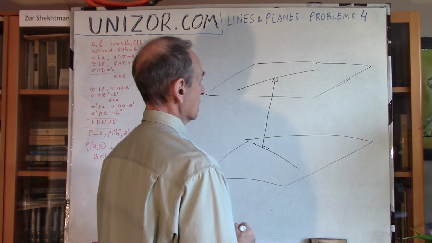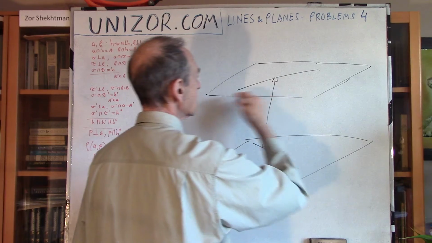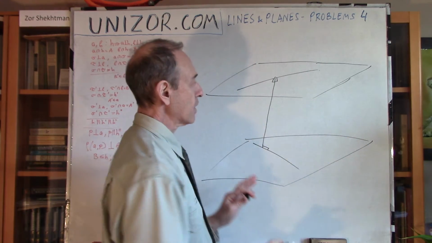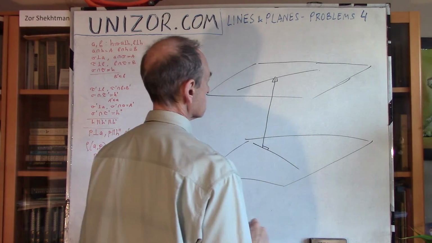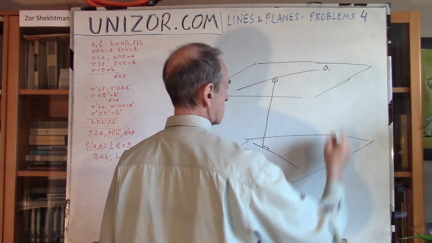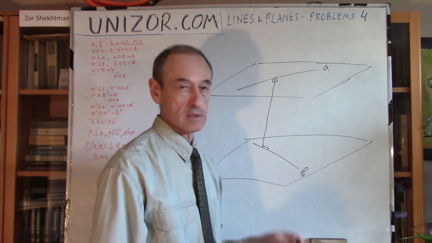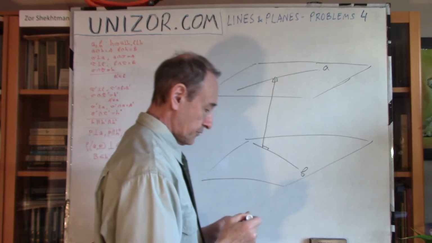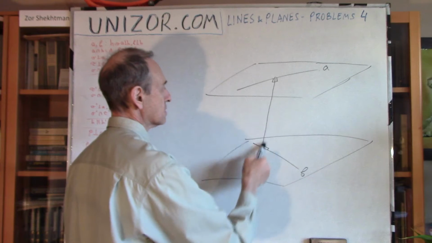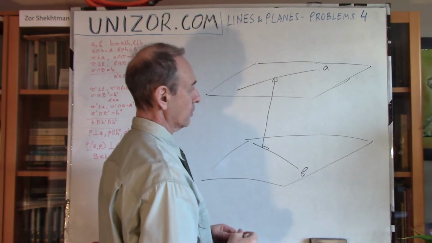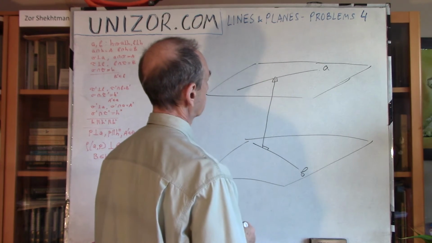Okay, so let's put some letters. Now disregard these planes. These planes are just for illustration to show that the lines are in different planes, different strata. So this line is A, this line is B, and that's all I know. Two lines in the space. So first, let's just analyze the problem. So I know that this line is perpendicular to both. Well, that actually means the following.